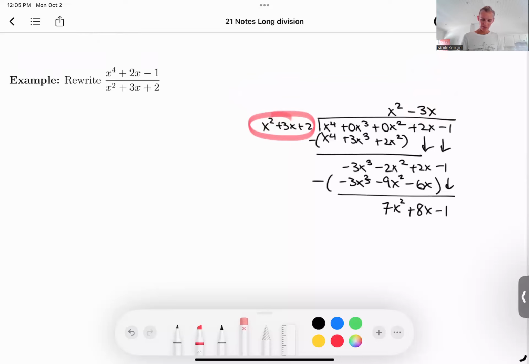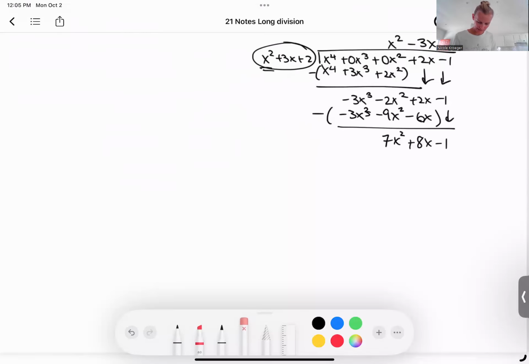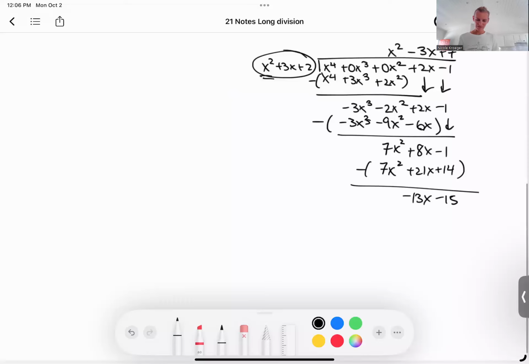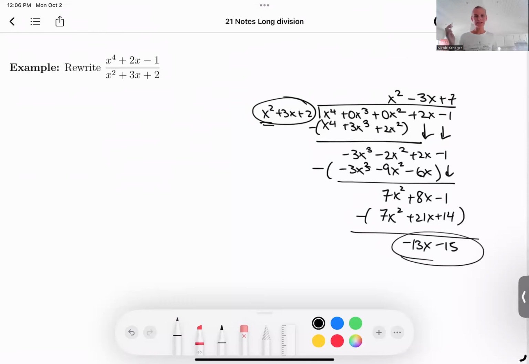Now I ask myself, what do I multiply x squared by to get 7x squared? That's a 7. So I have plus 7. I multiply all of this by 7, so I get 7x squared plus 21x plus 14. I subtract all of that. So now I have 8 minus 21, that's going to give me negative 13x. Minus 1 minus 14 will give me minus 15. The power here is finally lower than the power of the thing I'm dividing by. So this is my remainder term.